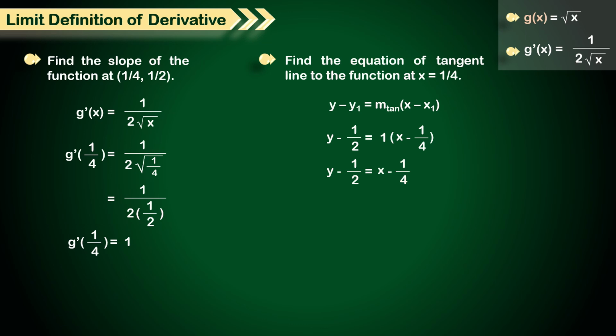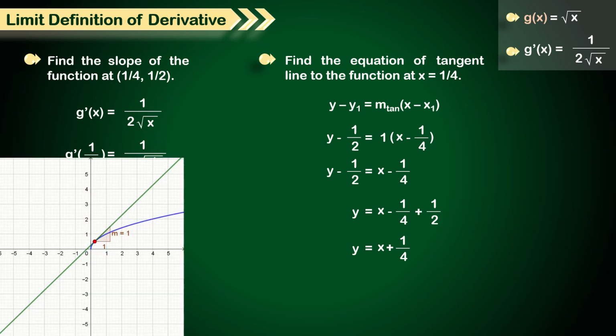Add 1/2 to both sides of the equation. y is equal to x minus 1/4 plus 1/2. Combine fractions. It is simplified to y is equal to x plus 1/4. The equation of the tangent line to the function at 1/4 and 1/2 is y is equal to x plus 1/4.